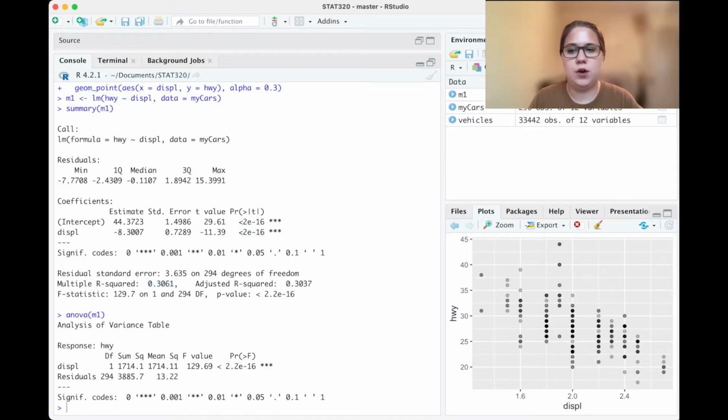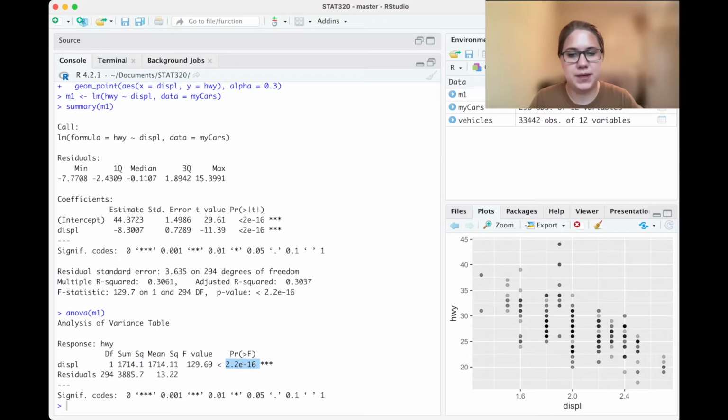When I run the ANOVA, I get an analysis of variance table. And so this has a row for my variable, but it doesn't give me the estimate. So I couldn't write out the equation of the line from this information. It does give me a p-value, and that p-value looks the same as up here, but it's basically 0, less than 2 times 10 to the negative 16th. But it gives me information about the degrees of freedom, the sums of squares, things like that. So it's just different information about the model.